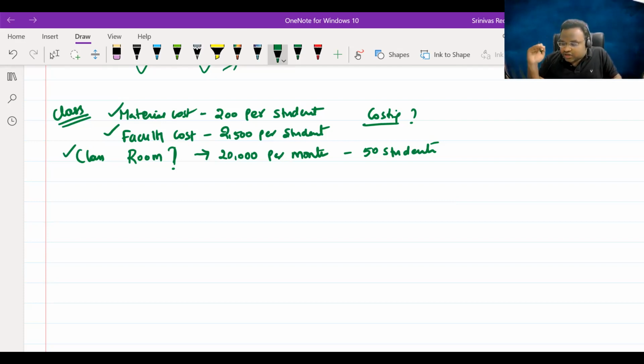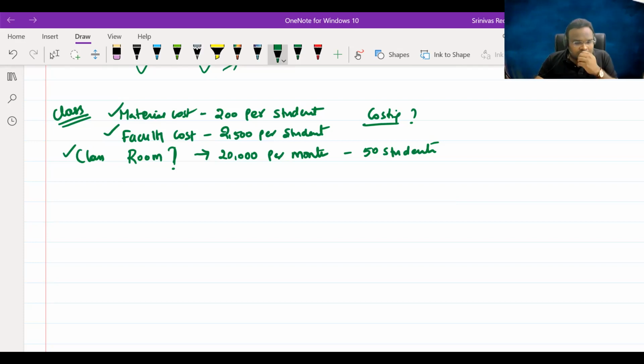Now, for example, if I do not include my fixed overhead, that is rental, in my course fees, where do I recover these rentals? If I do not recover it from the student, the amount will be recovered from my profit. That means I am reducing my profit, which is not correct. Yes or no?